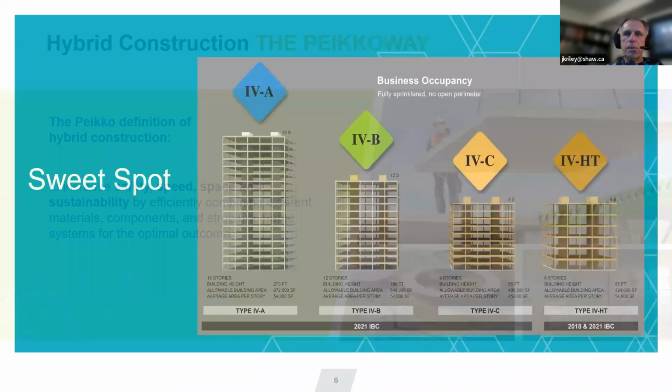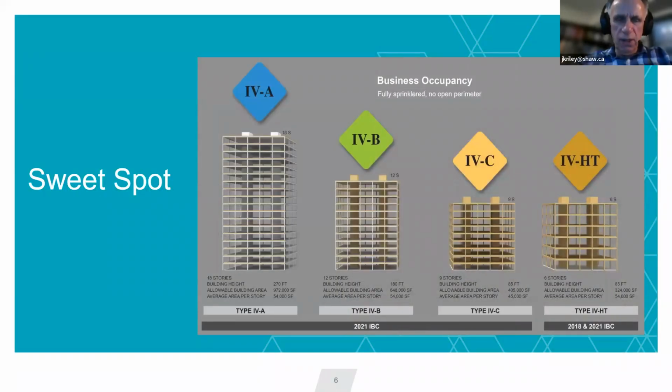Okay, now I have to go south of the States here to the American Building Code for a moment. They're building type 4, A, B, C, and HT. This is what we see as the sweet spot for mass timber design, above 6 stories, up to about 16, 18 stories. That is where we see the optimization of this kind of hybrid building design being most effective throughout, say, Vancouver Island, particularly around Langford area.